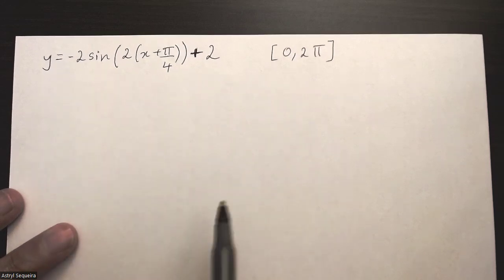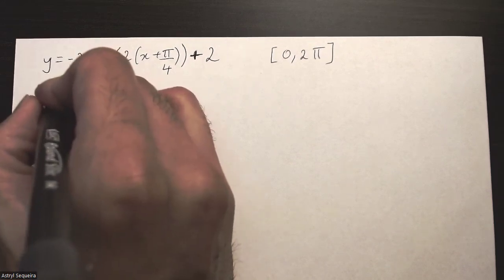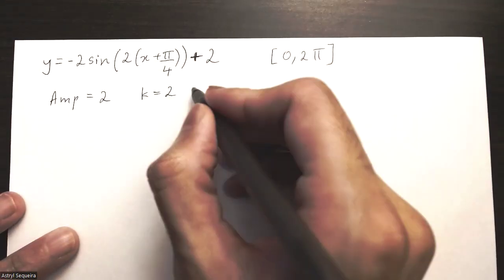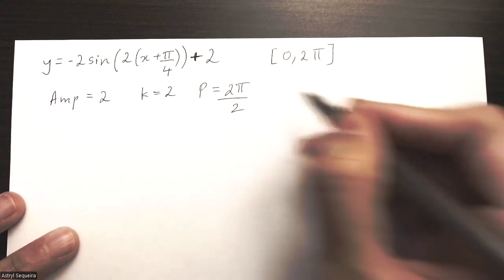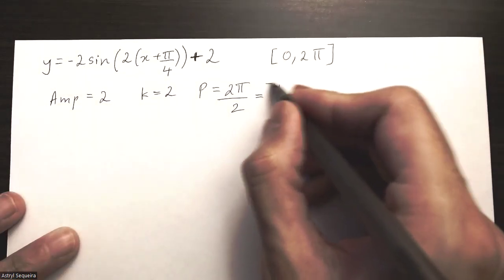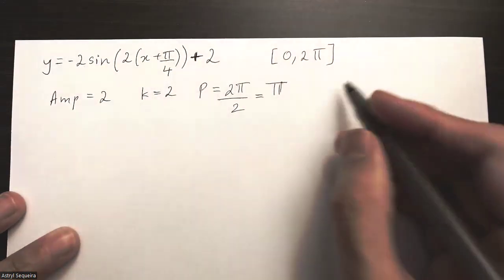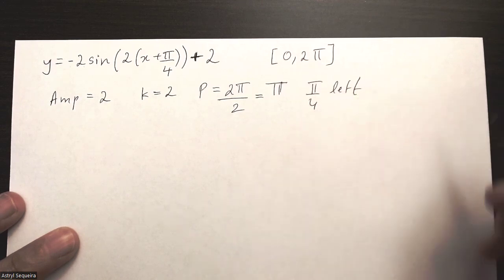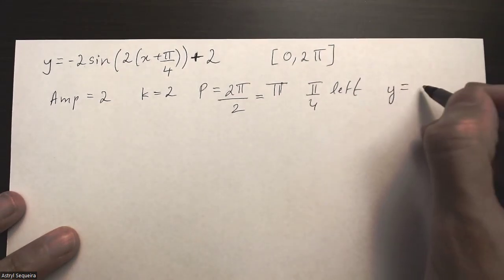It's a negative, so we have a reflection in the x-axis. Amplitude is 2. My k value is 2, which means that my period is always 2 pi divided by k, which is just pi in this case. So we're going to have two periods between 0 and 2 pi. And then I have a phase shift of pi over 4 to the left. And my equation of axis is y equals 2.